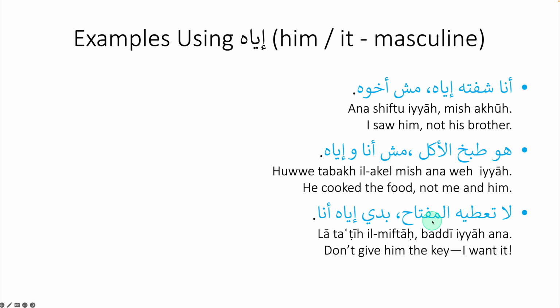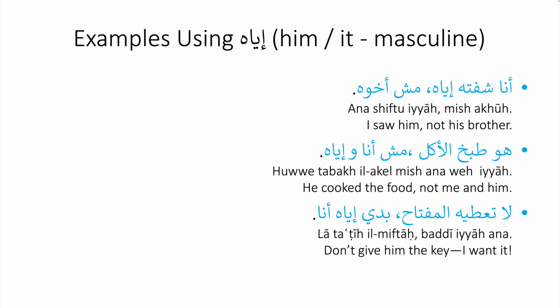لا تعطيه المفتاح, بدي إياه أنا. لا تعطيه, don't give him, المفتاح, the key. بدي, I want it, إياه, it, أنا, I. So here we're putting emphasis, do not give it, I want it. So here you're putting a lot of emphasis on the key, that you want it. So there, it's used to be more emphatic and put emphasis that you want the key.